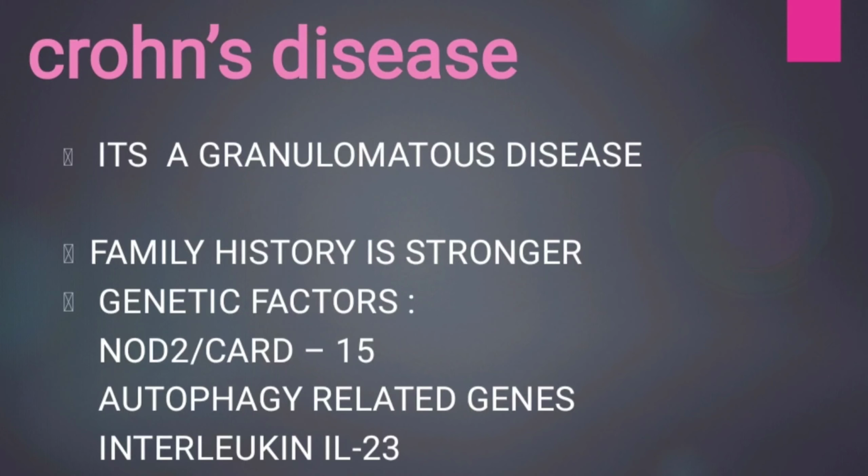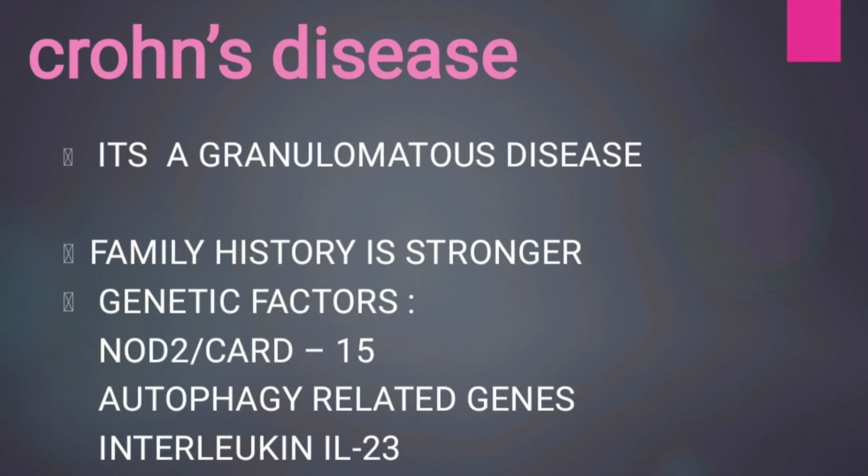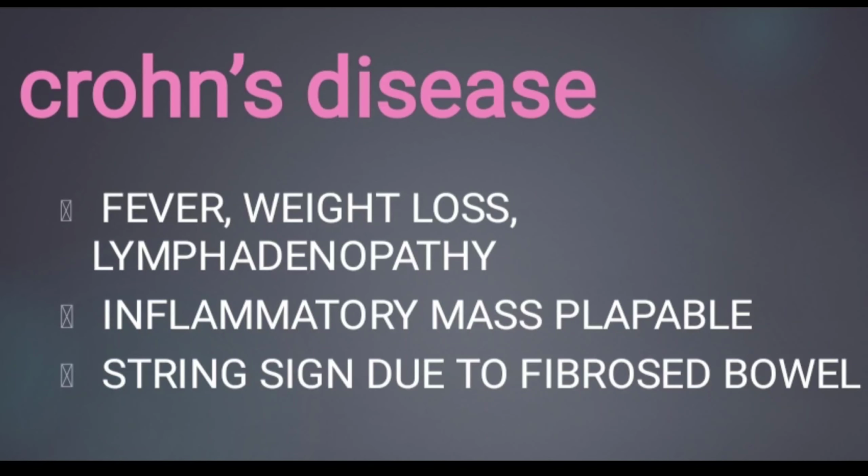And let's see the antibodies seen in Crohn's disease. Anti-outer membrane protein citrullinated antibody is more common among healthy family members of Crohn's disease patients, and other autoantibodies seen are the anti-Saccharomyces cerevisiae antibody, anti-pancreatic antibody, anti-flagellin antibody, and, as I already said, anti-OMPC outer membrane protein citrullinated antibody. And the genetic factors related to Crohn's disease are NOD2 or CARD15, autophagy related genes, and also interleukins, that is IL-23.